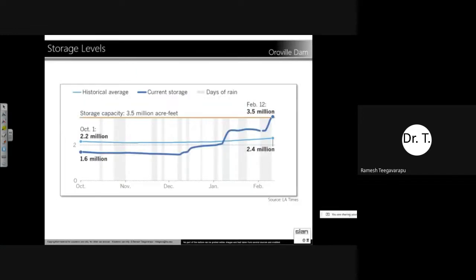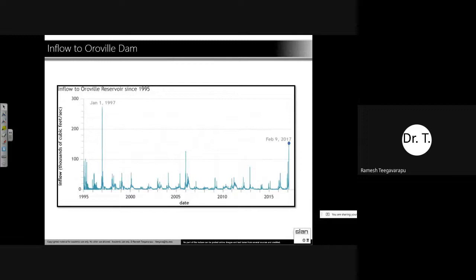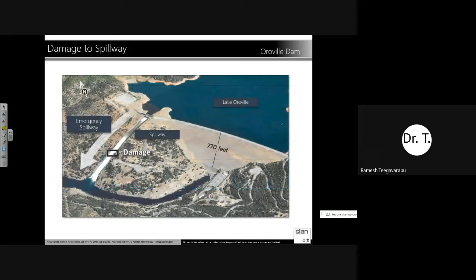That contributed to the increase in the storage from the amount of rain that happened, and how much the storage just went up because of the rainfall event. And these are the inflows, and you can see that there was a tremendous amount of inflows coming in the last few days before that particular event. This is the emergency spillway, and the damage happened in the main spillway, which you can see here. This is what has happened.